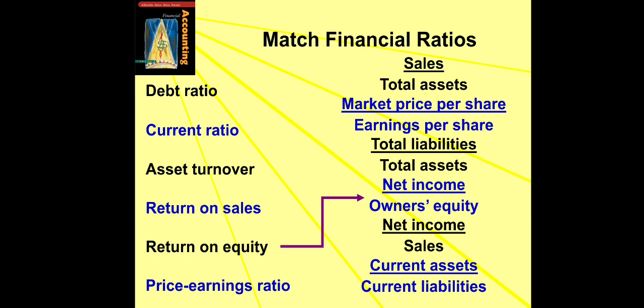For example, debt ratio. The lower the debt ratio, the better. But for current ratio, the higher the current ratio is better in terms of liquidity. Debt ratio is in terms of leverage.